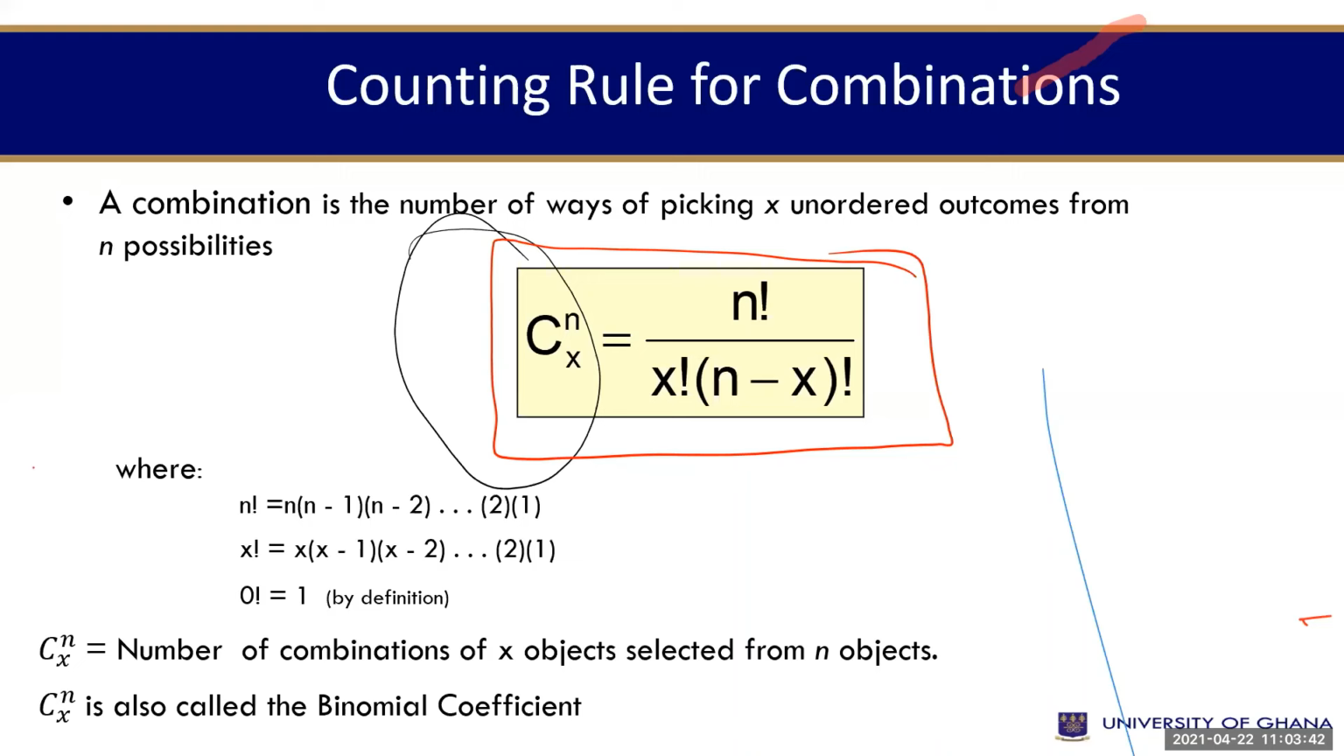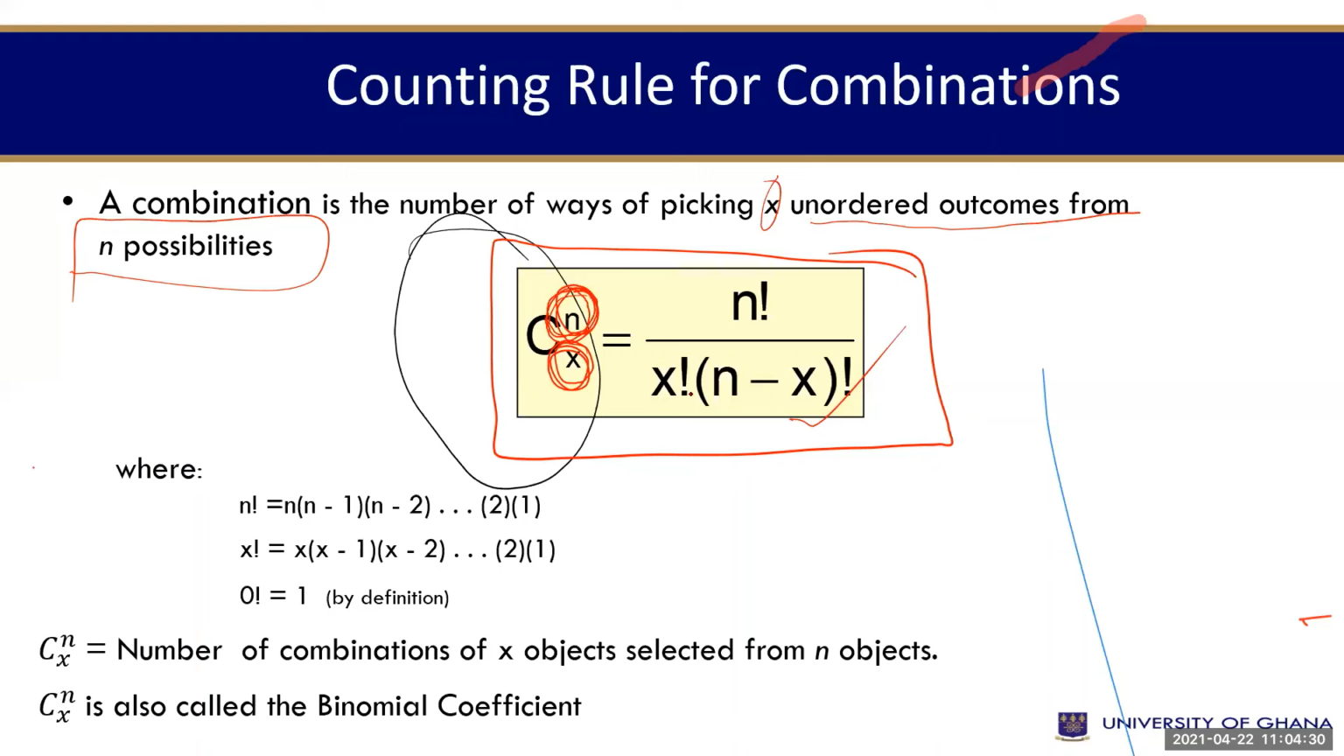That's not a problem. So a combination is the number of ways of picking X unordered outcomes from N possibilities. And we can express this as such, which is defined as N factorial over X factorial times N minus X factorial, where N is the possibilities, and X is the unordered outcomes. Usually we say N is the sample size, but that is the number of possibilities that we want to involve in a trial.